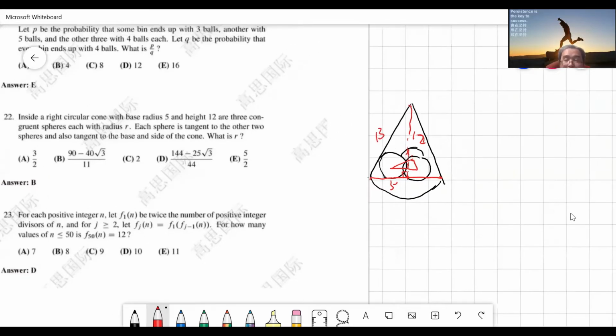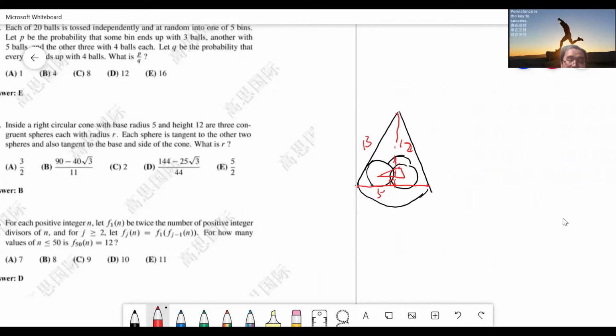Okay, so we're going to focus on this equilateral triangle here. I'm going to draw this equilateral triangle. This center we call A, this center B, this center C. Because they are tangent, this radius is r, this radius is r, right? So this ABC is an equilateral triangle with side length 2r.